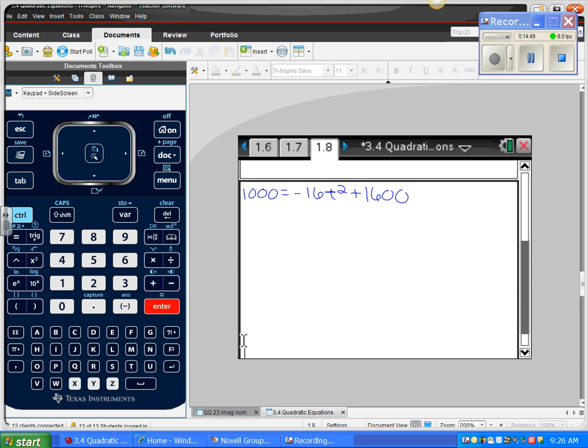I don't want to subtract the 1,000. That's negative 16t squared. We want to get rid of the 1,600, so I want to subtract 1,600. Okay, I want to solve using square roots. Divide by negative 16, good.